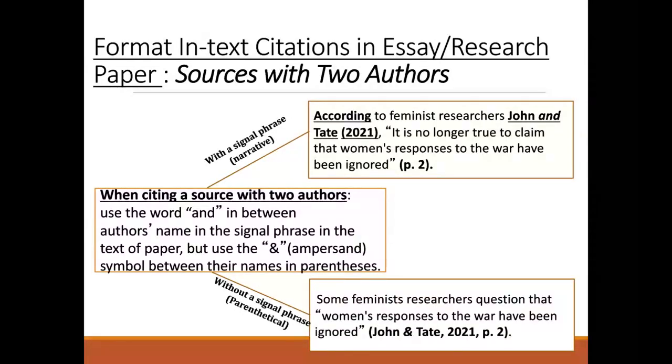Now, if we do this as a parenthetical in-text citation, we have the authors at the end of the quote. "Some feminist researchers question that women's responses to war have been ignored." Open parentheses, John and the ampersand, this is the ampersand, Tate, comma, 2021, comma, page 2, close parentheses, period outside. This is not a sentence, so that's why it's all right that we use an ampersand. The first one, the narrative, is a sentence, so we write out all the full words as a full sentence. Again, in parenthetical citations, we have the authors' last names and the year at the end of the in-text citation.